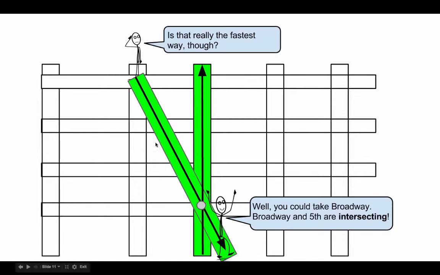And in this case, because it goes directly down here, instead of one person having to go across and one person having to go all the way up, in this case, that is going to be his fastest way down here, is to find a street that's intersecting, but not necessarily perpendicular.